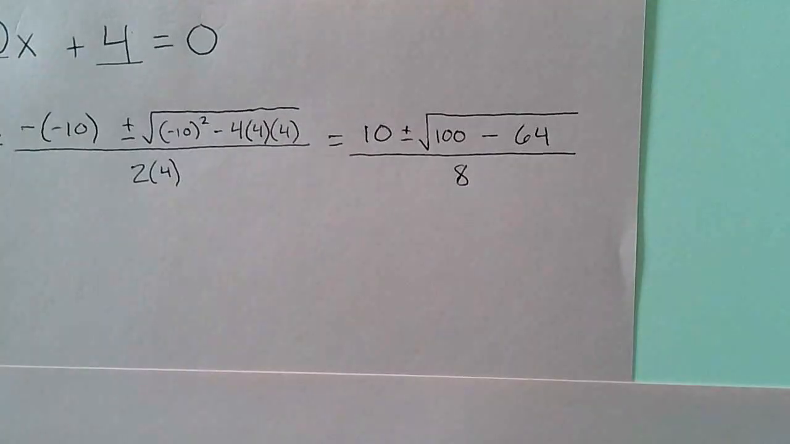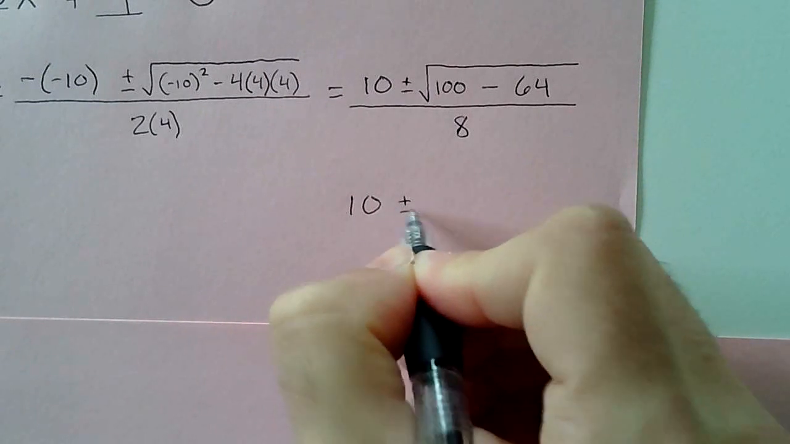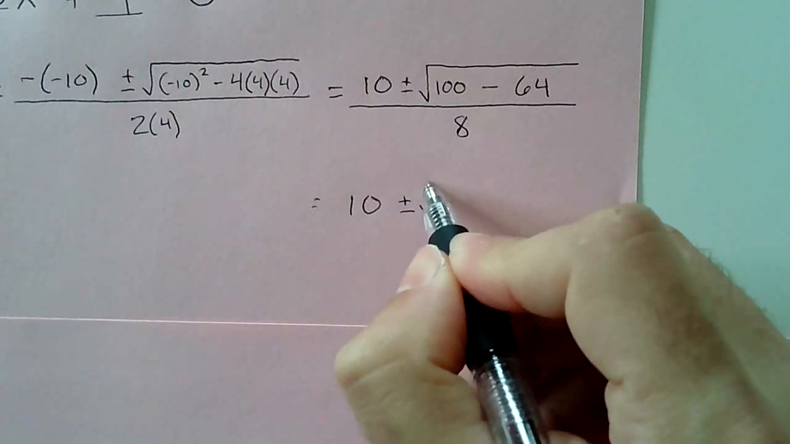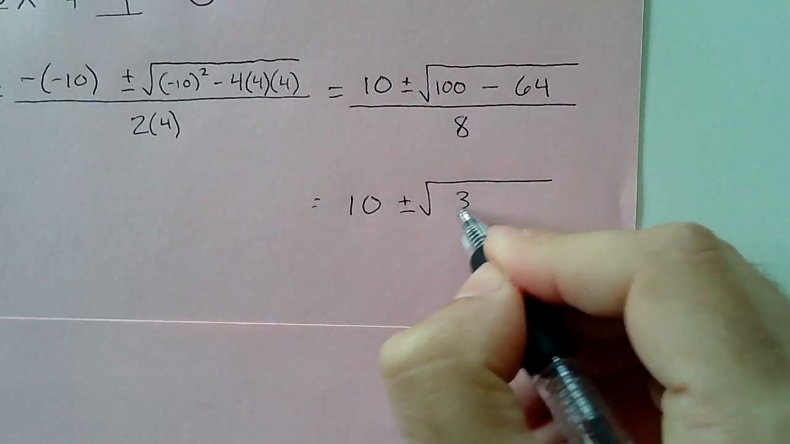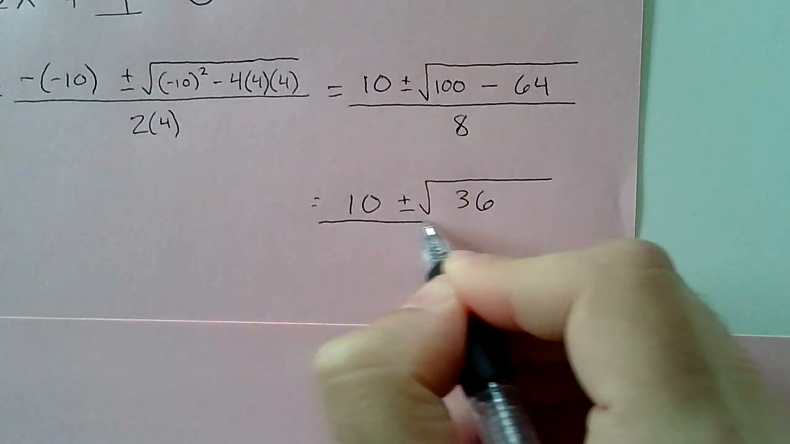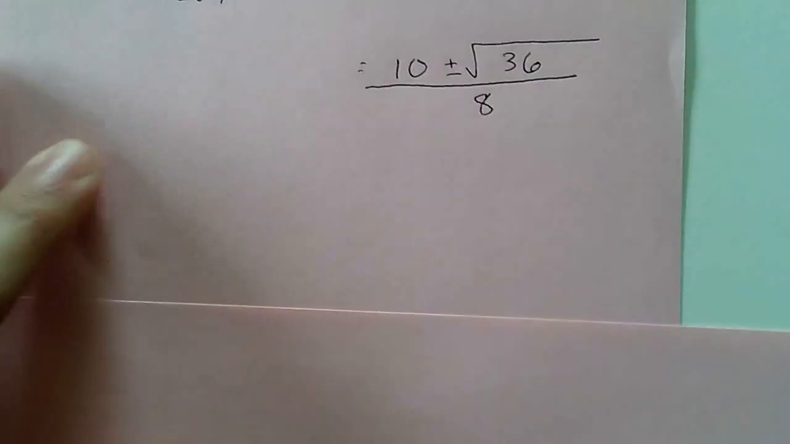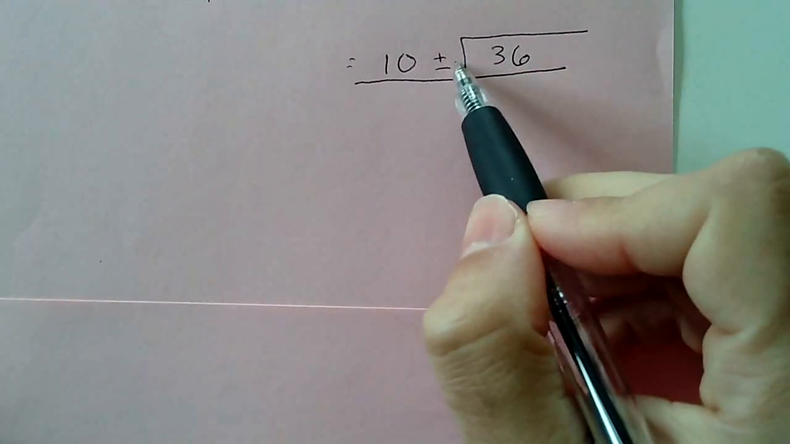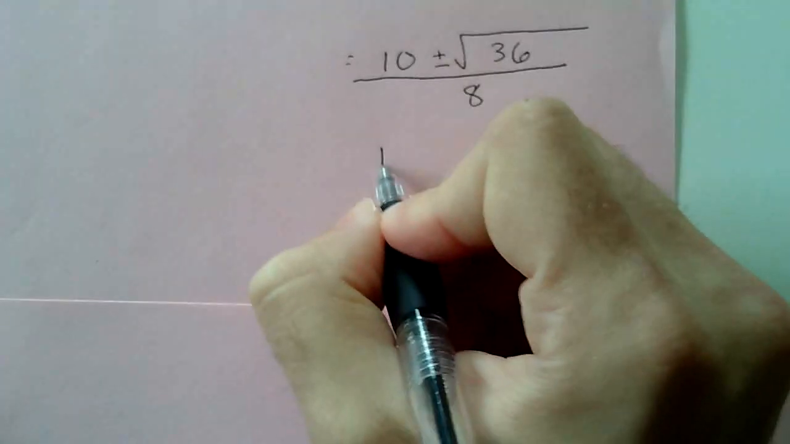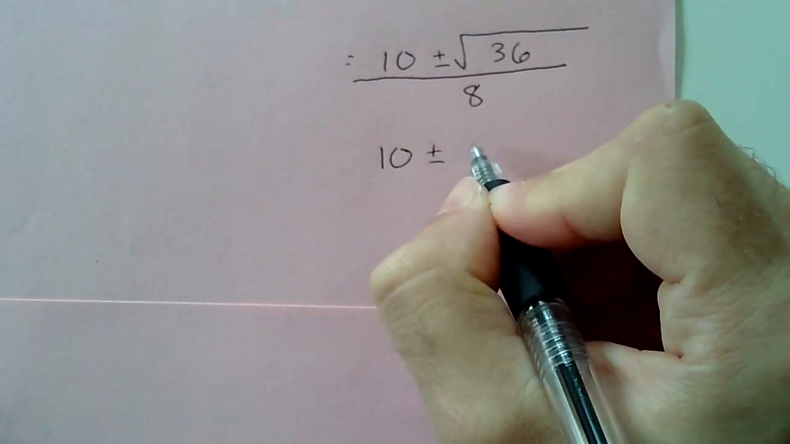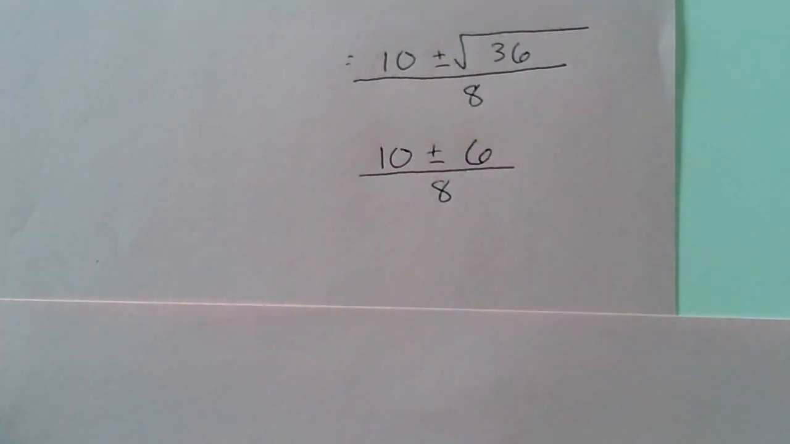All right, let's move down. 10 plus or minus the square root. Don't forget that square root. 100 minus 64 is 36. Divide the whole thing by 8. All right, we're still moving. The square root of 36 is 6. So I'm going to have 10 plus or minus 6, divided by 8.